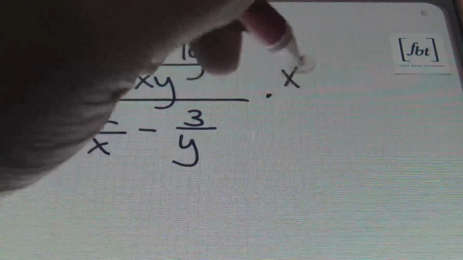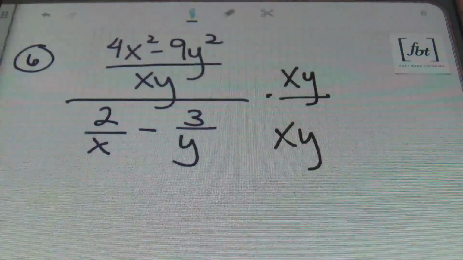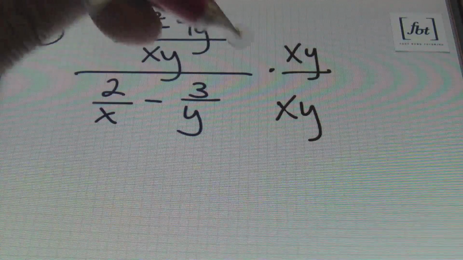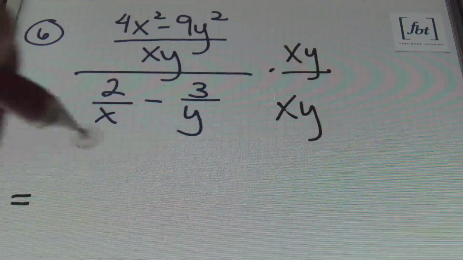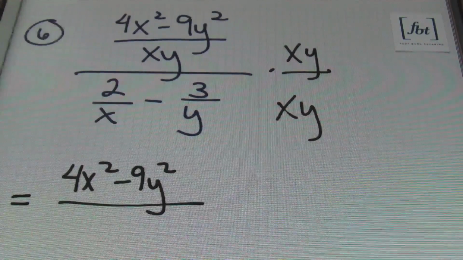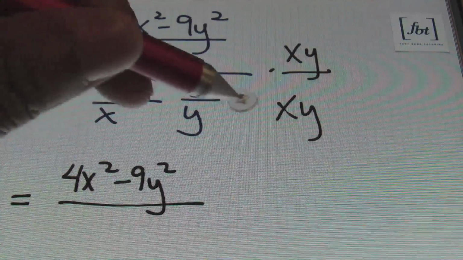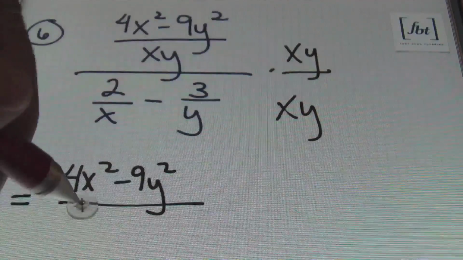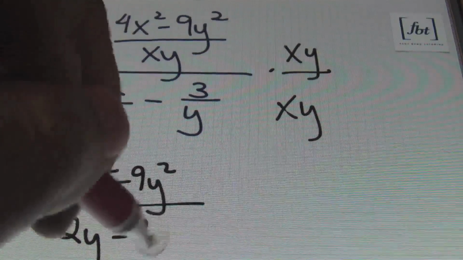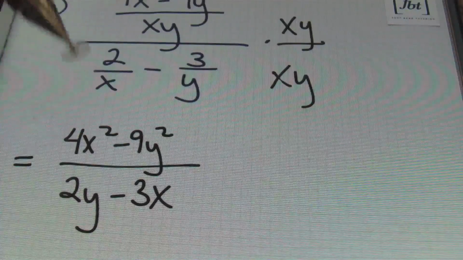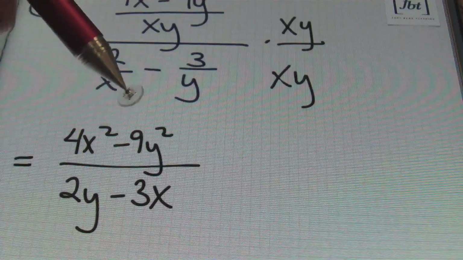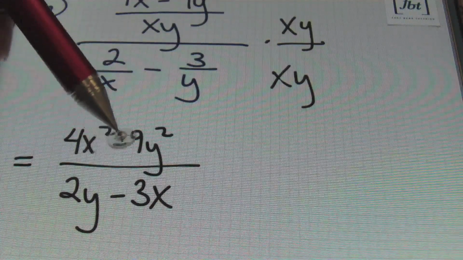So I'll be multiplying the numerator by xy as well as the denominator by xy. So when we multiply our numerator by xy, this xy will cancel out with that one. So that'll give us 4x squared minus 9y squared all over, and in the denominator, 2 over x times xy, the x's will cancel out to leave me with 2y, minus here the y's will cancel out, and that leaves me with 3x. Okay? So at this point, we no longer have any complex fractions. We just have 4x squared minus 9y squared over 2y minus 3x.